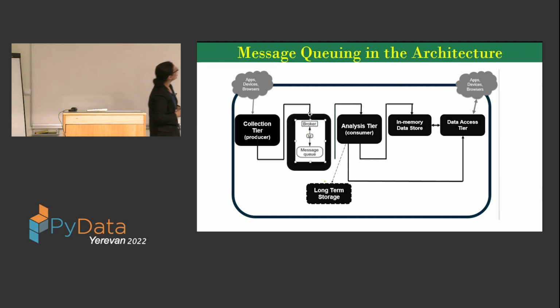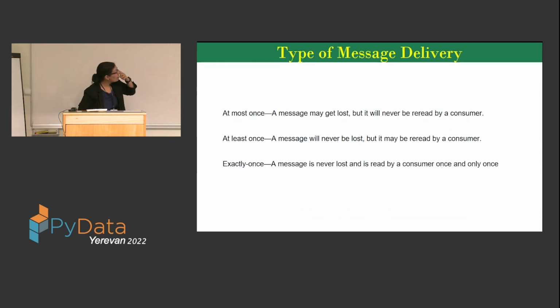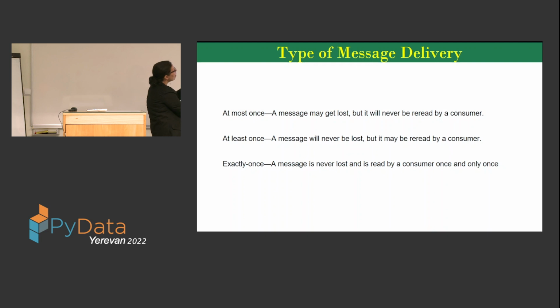And okay, if I change the architecture so the collection tier goes to a broker and the analysis tier uses it. There are many points that you should consider when you want to design a pipeline. In fact, choose or design this message queuing tier. But one of the important ones is the type of message. What is your type of message delivery?